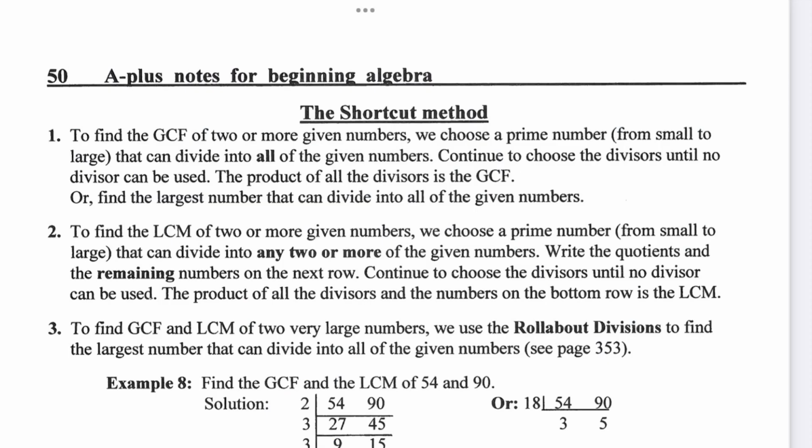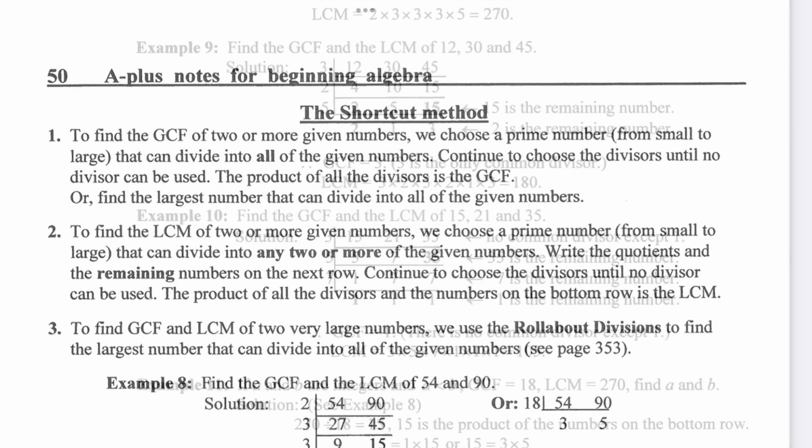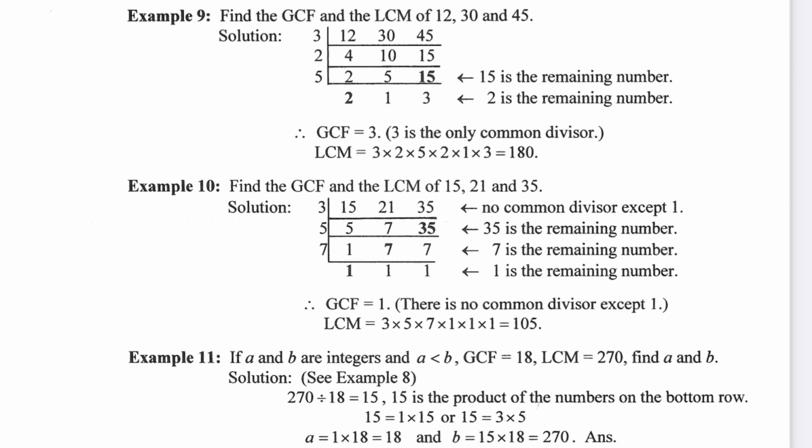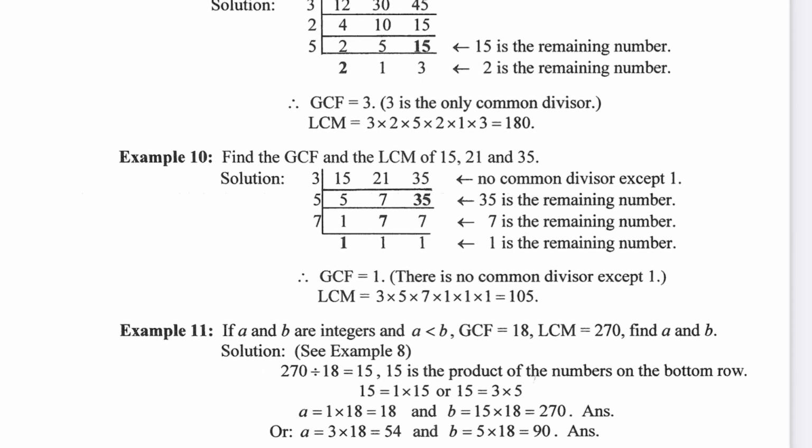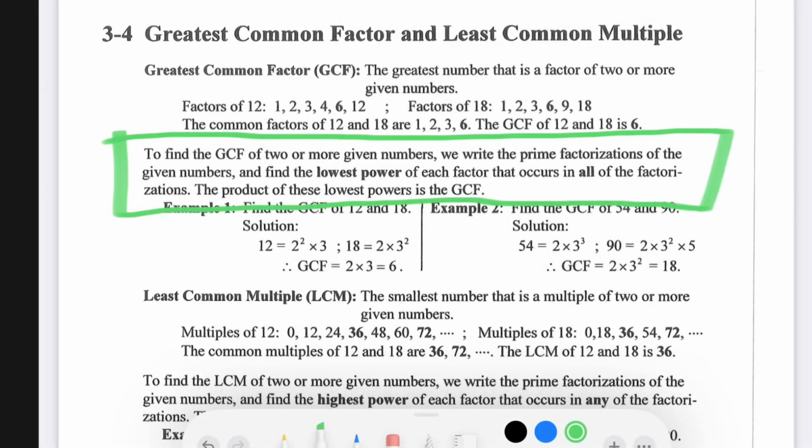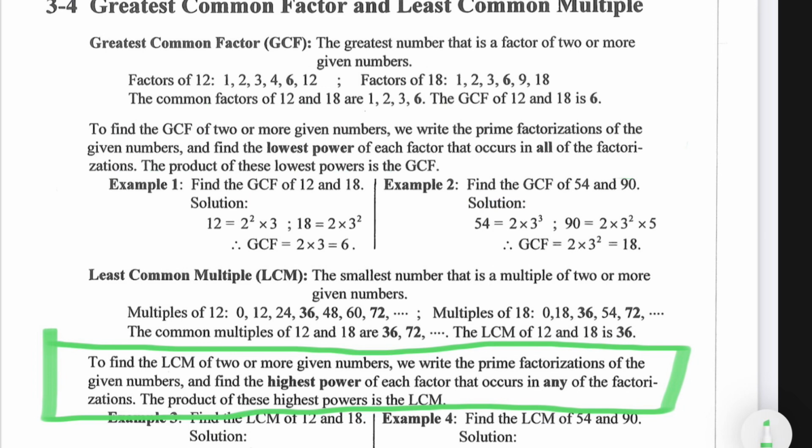Page 50 describes the shortcut method for finding the greatest common factor and least common multiple, and you can read that on your own. It might be helpful for you. I personally prefer to stick with these descriptions of how to find the greatest common factor and least common multiples, and I have highlighted these for you. You might find it helpful to write down these descriptions.